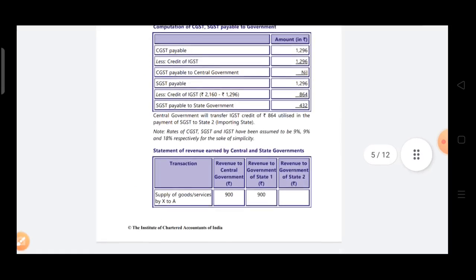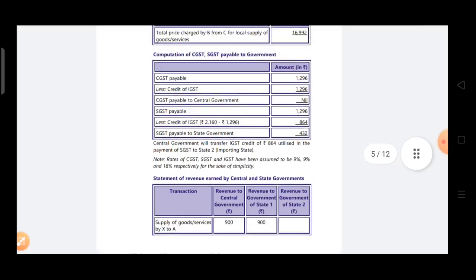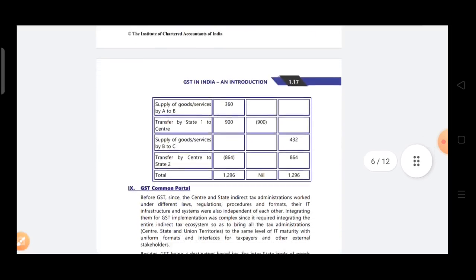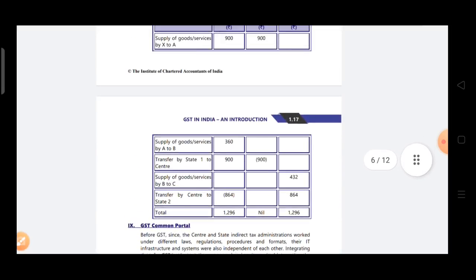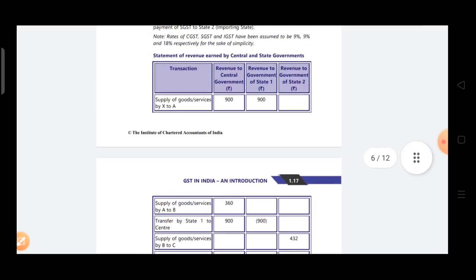So what is the tax amount of the last transaction? See the last transaction. In the last transaction, tax amount was 1296 only, and that is the ultimate tax burden borne by the final consumer. So this is the tax burden borne by the final consumer, 1296, and 1296 is the ultimate revenue of center and state. And as we can see from the sum, the tax is charged at each stage, from manufacture level to consumption level, and tax is charged only on value addition. Final tax is borne by the consumer. So this is clearly reflected in the sum.